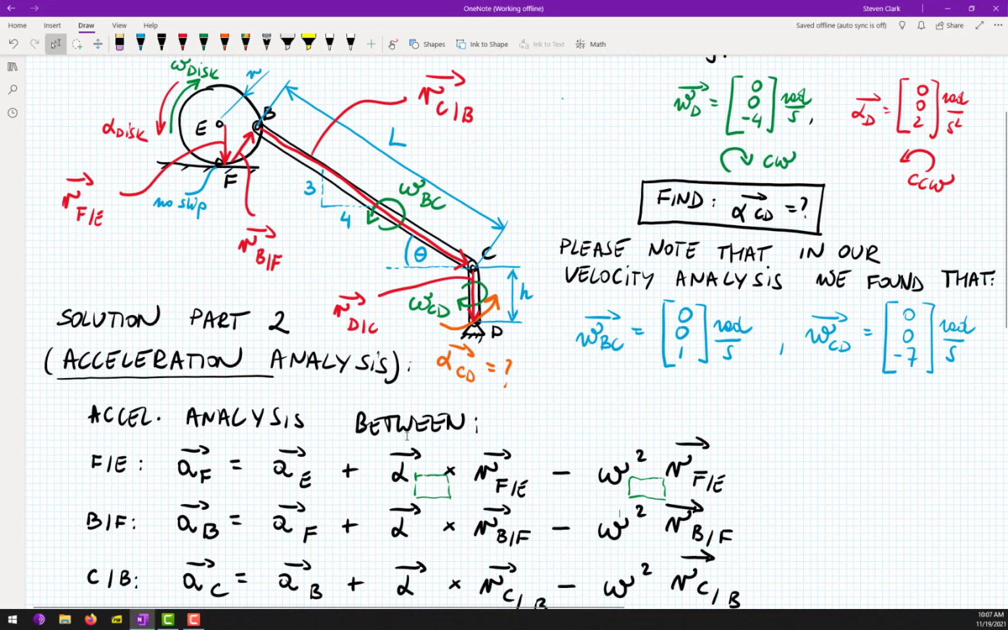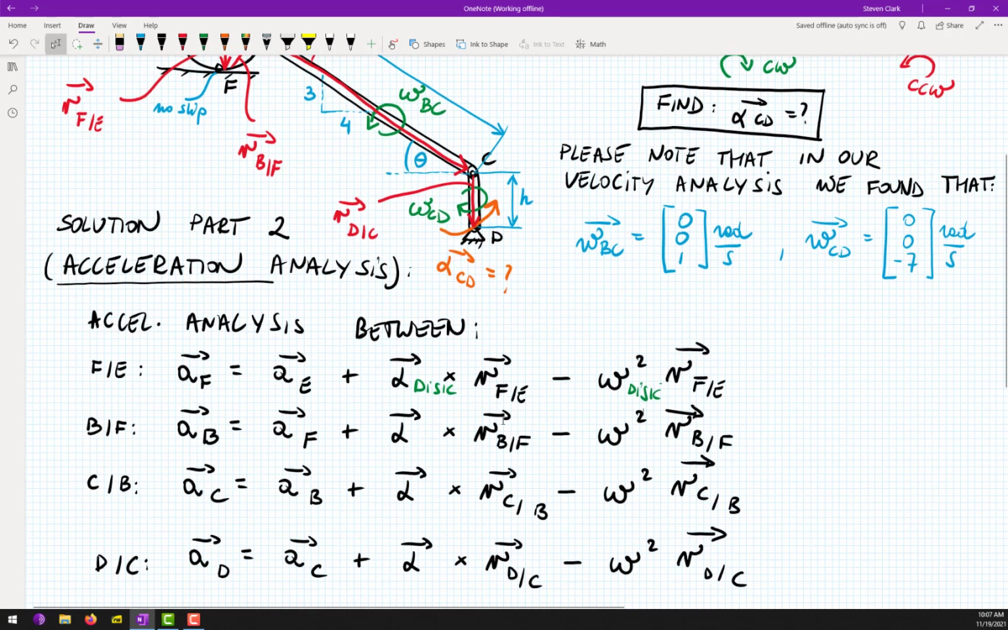Disk, exactly. Yeah, because F and E belong to the disk, so it will be disk. B and F also belong to the disk. CB belongs to bar CB, so it will be alpha BC and omega BC. And DC belongs to another bar, so it will be alpha CD and omega CD. Great.